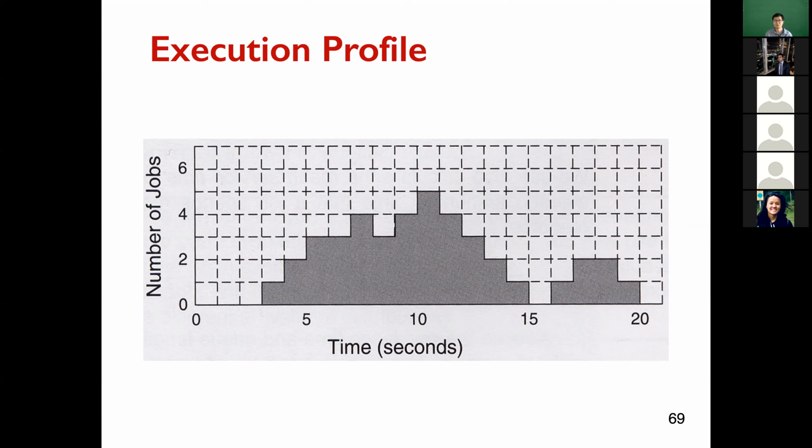What is the busy time? Busy time is whenever there is at least one job in the queue, right? We see 16 seconds. Among these first 20 seconds, there are 16 seconds where there is at least one job, right? So busy time is 16 seconds.